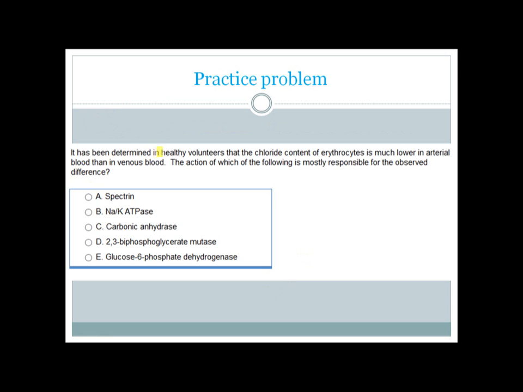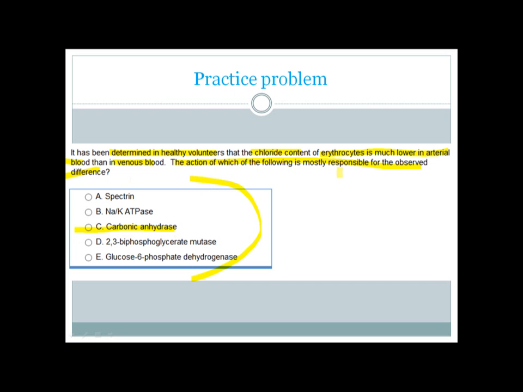So we have a practice problem here. It has been determined in healthy volunteers that the chloride content of erythrocytes is much lower in arterial blood than in venous blood. The action of which of the following is most responsible for the observed difference? You can pause here and find the answer easily. So the answer is carbonic anhydrase.